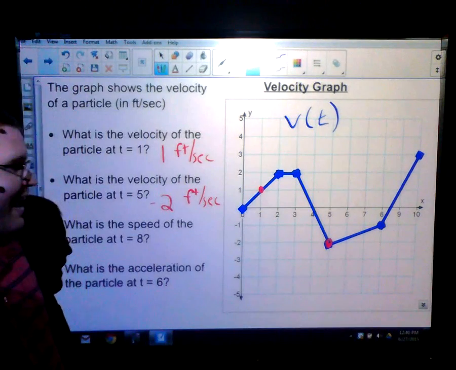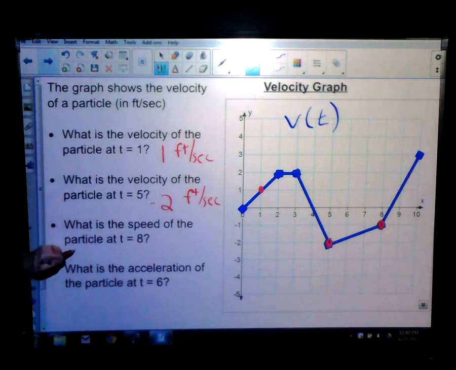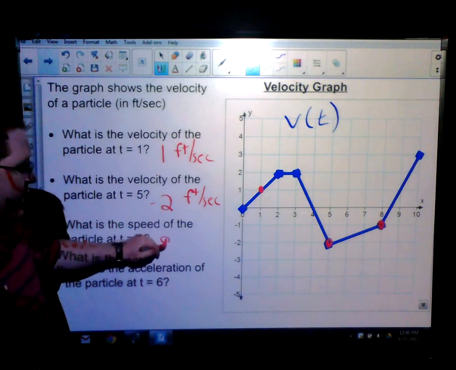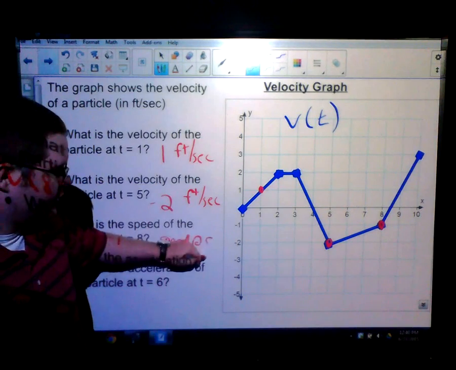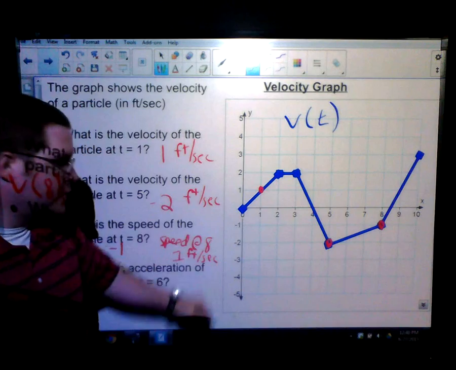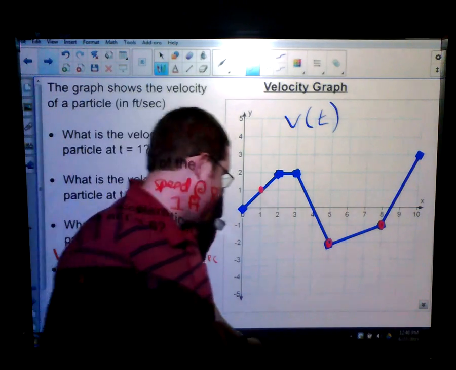Ooh, speed at 8. Here's 8. The velocity at 8 is -1. So then what's the speed at 8? It's +1, because speed can't be negative. Speed is always positive.